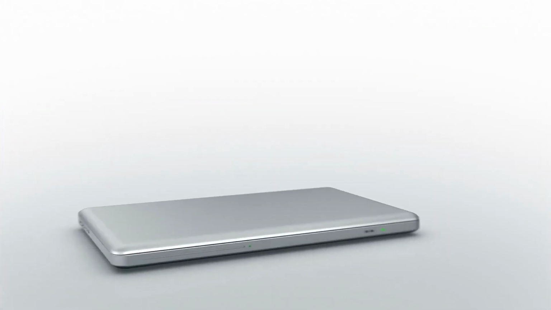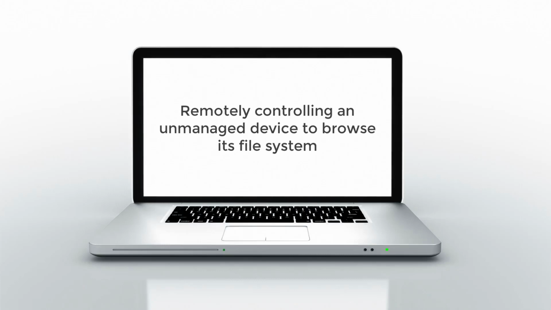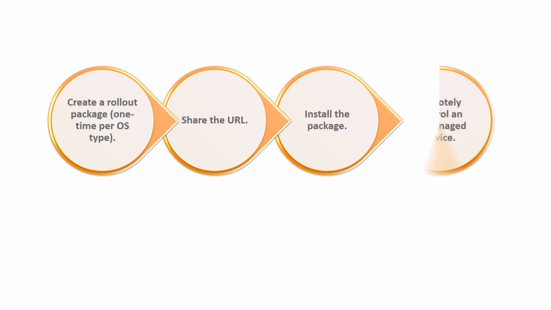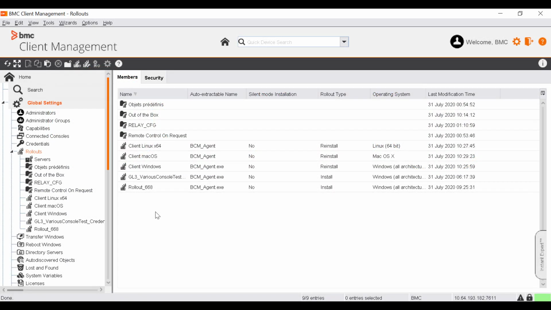Let's do an exercise for remotely controlling an unmanaged device to browse its file system. This exercise includes 4 parts. First, as an administrator, create a rollout package. Second, still as an administrator, share the URL with the end users. Third, as an end user, install the package. Fourth, as an administrator, remotely connect to the device to browse the file system, and then end the remote session.